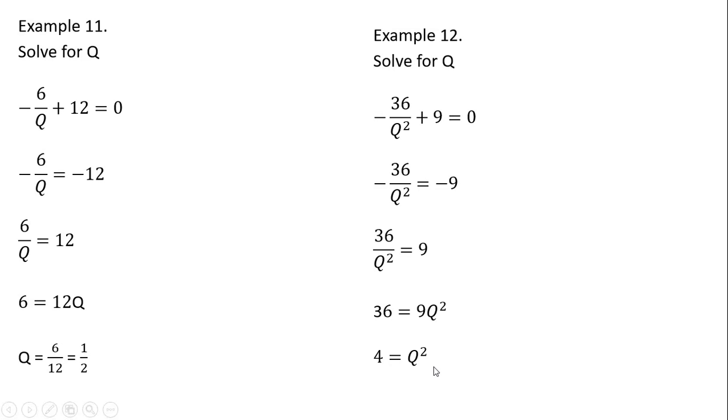And then taking the square root of both sides, left-hand side and right-hand side. q squared, taking the square root of that is just q, and taking the square root of 4, or 4 to the 1/2 power, is just 2.